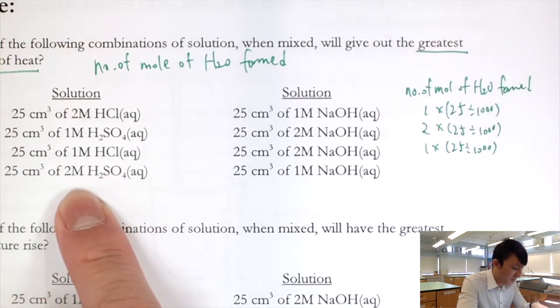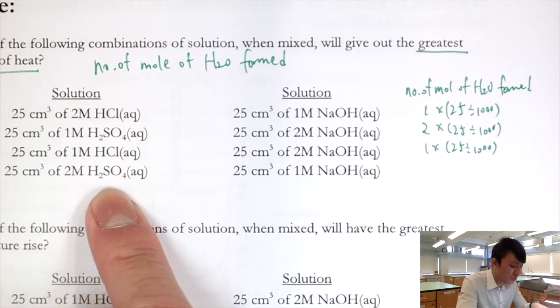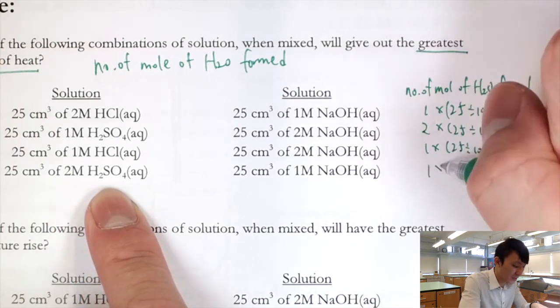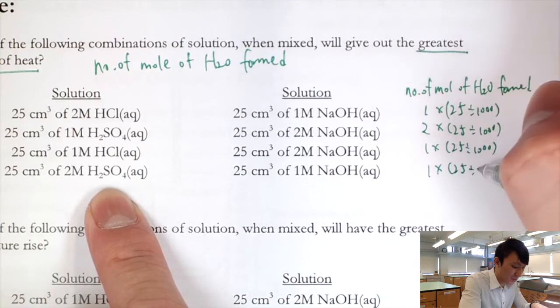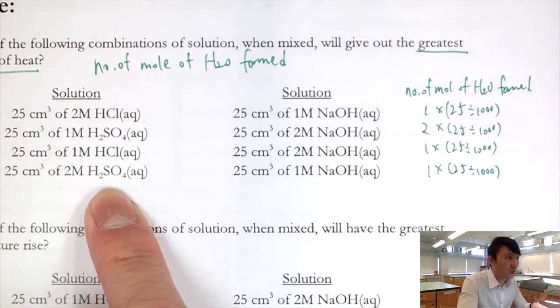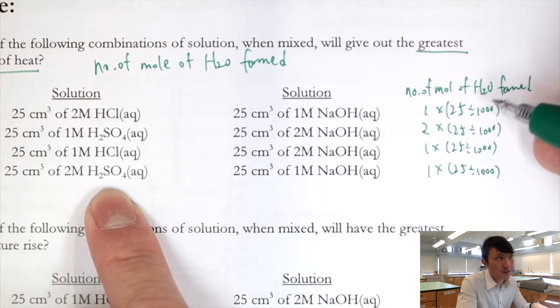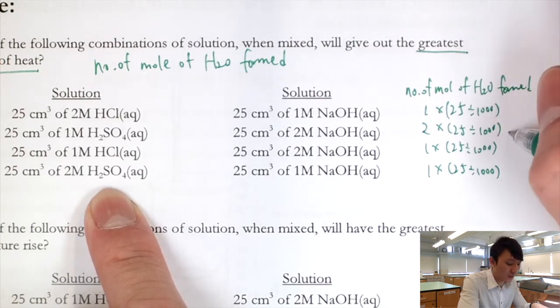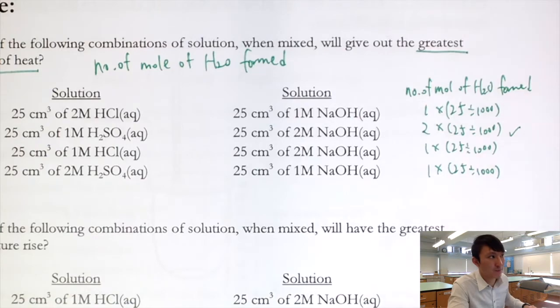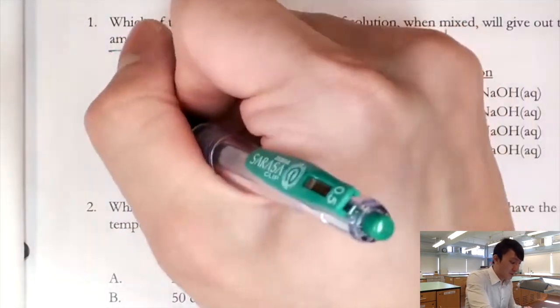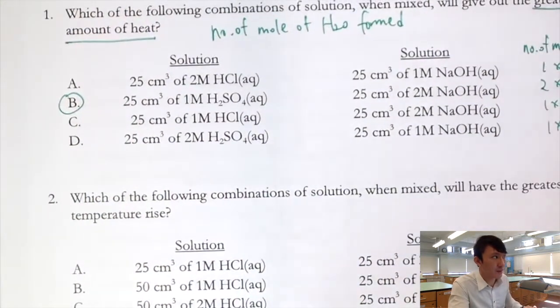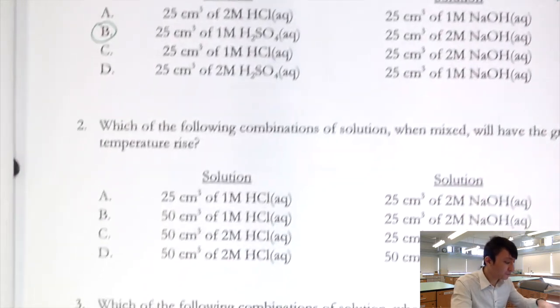And part D here, you have 2 M sulfuric acid, which is in huge excess. So the limiting sodium hydroxide will all be consumed. So if you're comparing these, then you can tell the one that gives the most amount of heat would be part B. Okay, that would be combination B.